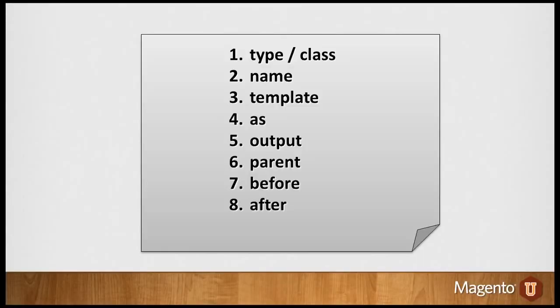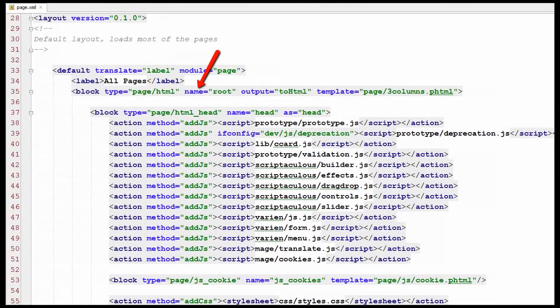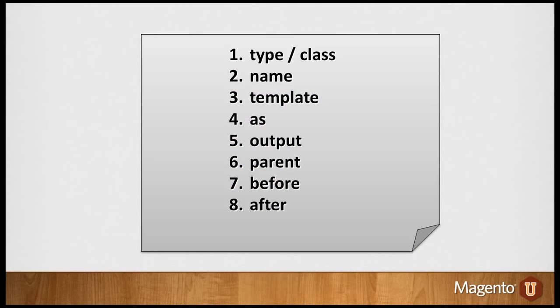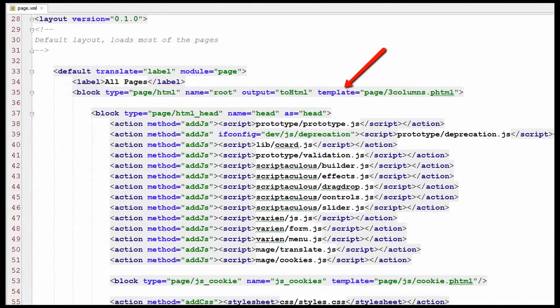The name attribute specifies a name of a block. If you specify it, then you'll be able to use the value of the attribute for the reference directives. If you don't specify the name of a block, the block is created anonymously. The meaning of a template attribute is obvious. It defines which PHTML file should be used to render a block. But notice that not all blocks use the templates. We'll come back to that later.